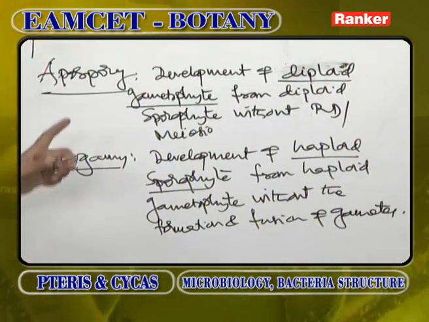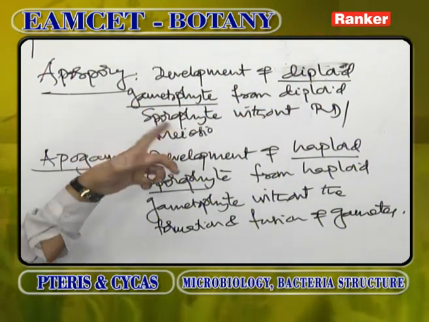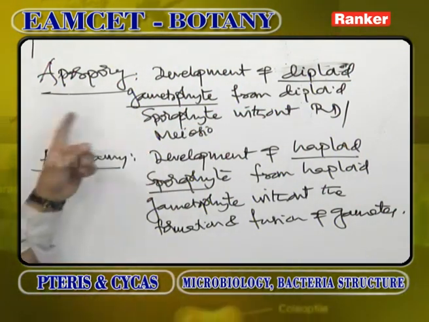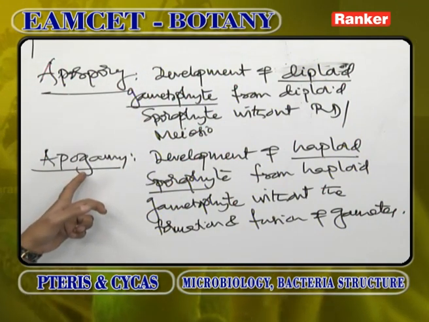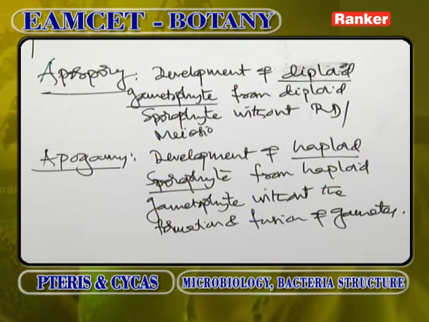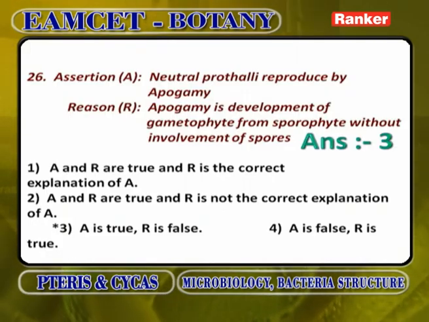Apospory is development of diploid gametophyte from diploid sporophyte without reduction division or meiosis. Normally gametophyte is haploid, but here it is diploid. Apogamy, development of haploid sporophyte from haploid gametophyte without the formation and fusion of gametes. Normally sporophyte is diploid, but here a haploid sporophyte is formed.